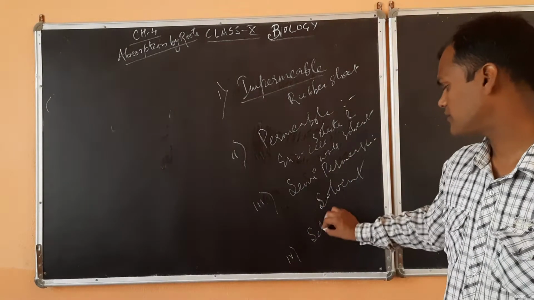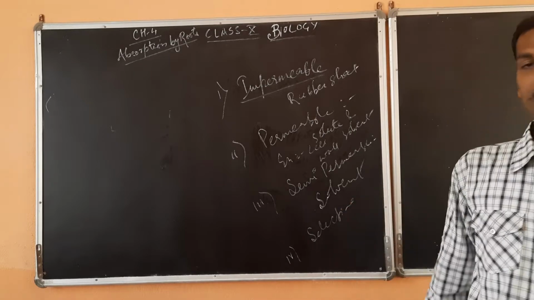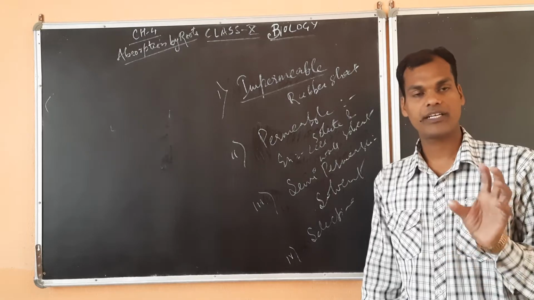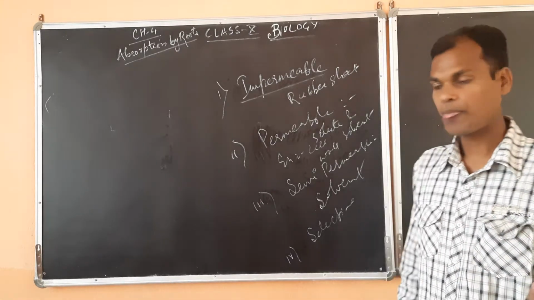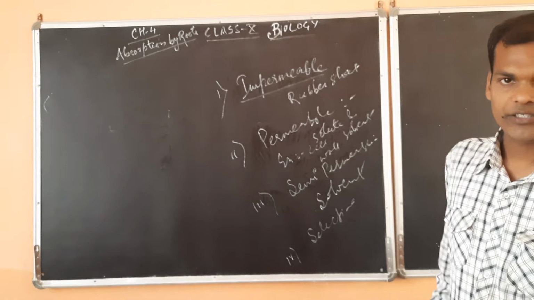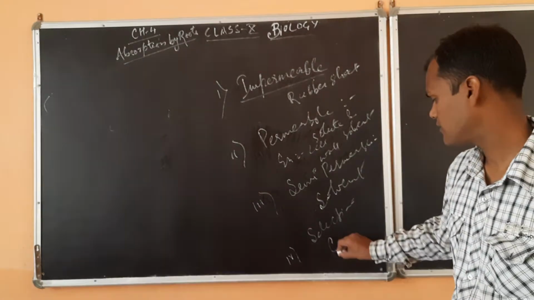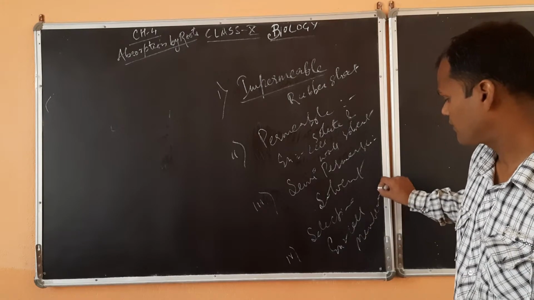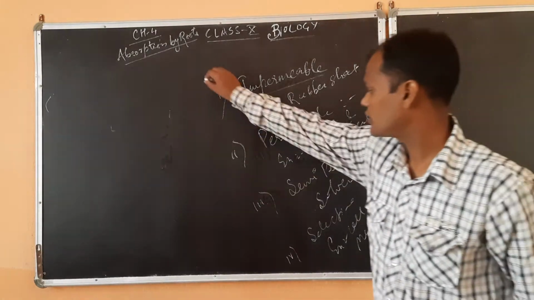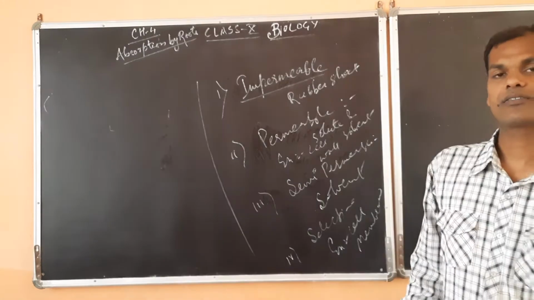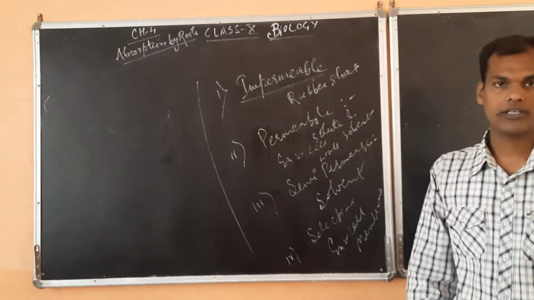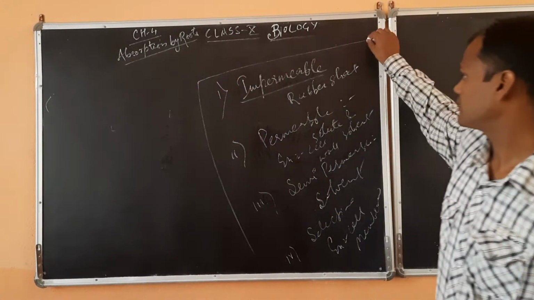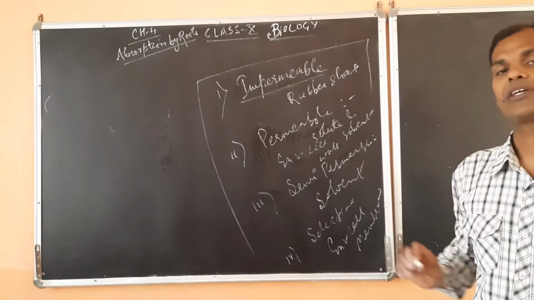Then one more is selectively permeable. Selectively permeable means it can allow the movement of solute as well as solvent, but on a selective basis. If that particular thing is necessary inside the cell, it will allow it to go inside, otherwise it will restrict. Example is your cell membrane. So these are the different types of membranes occurring in nature, or simply you can tell these 4 types of membranes are present.